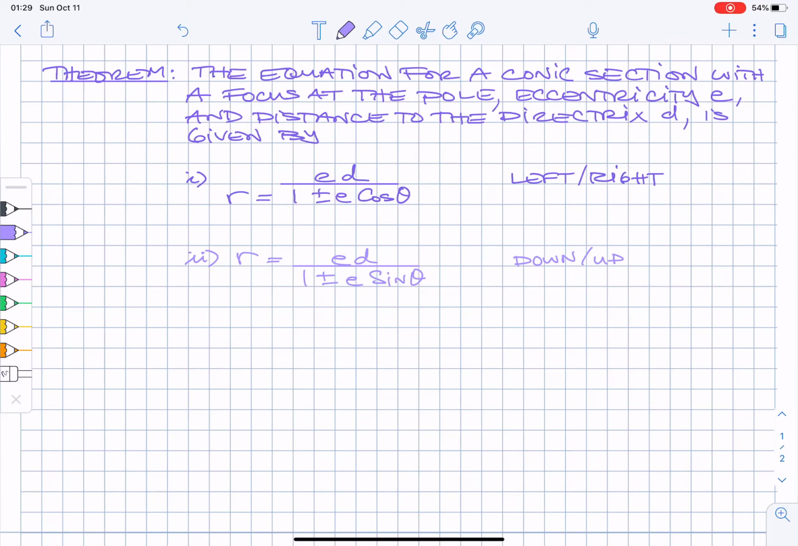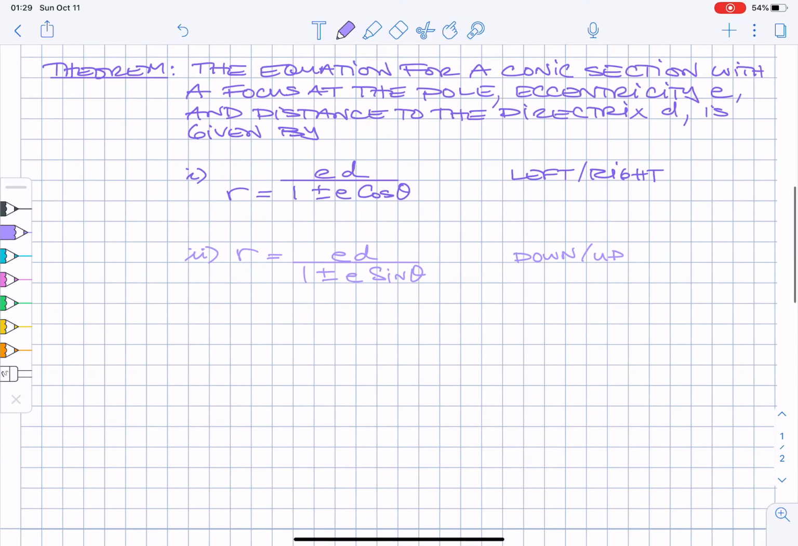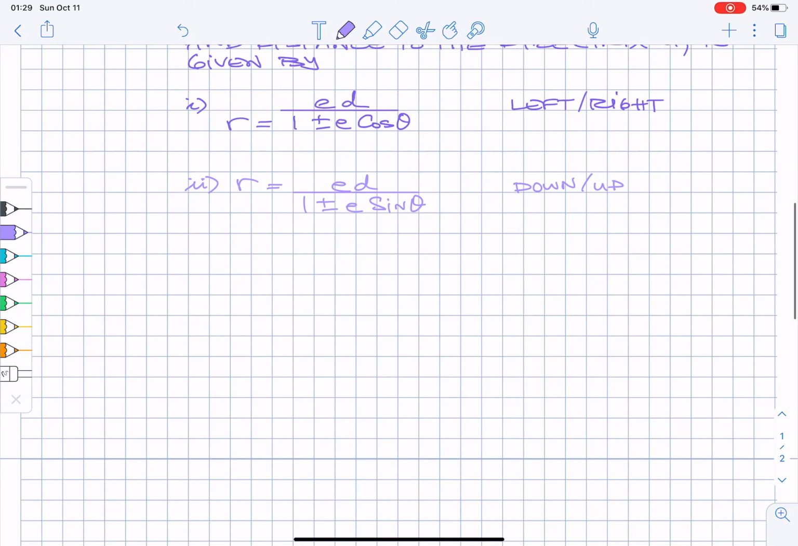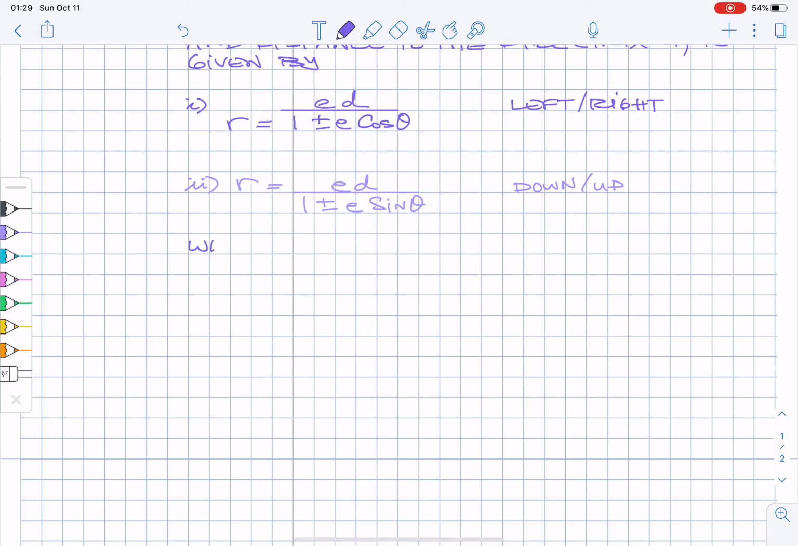But what is e? I didn't have an e up here. I had the d. What is e? E is this mysterious eccentricity. So let's get back to it. Where e less than 1 implies an ellipse, the eccentricity. E equal to 1 implies a parabola.